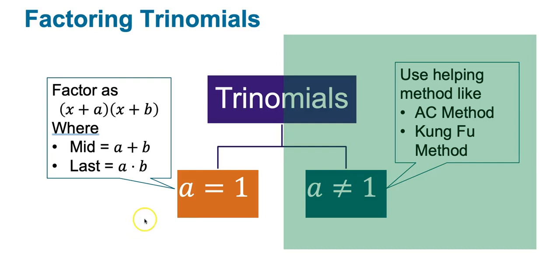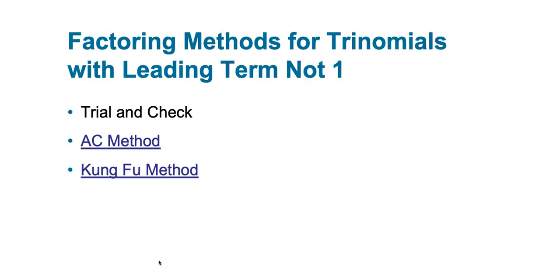For the easier case, when a equals 1, we can use a strategy where we find two numbers that multiply to equal the last and add to equal the middle, but that does not work for the a not equal to 1 case. Let's see how the AC method works to help us. There's lots of different methods you can use for this case, but for this video we're going to focus on the AC method.